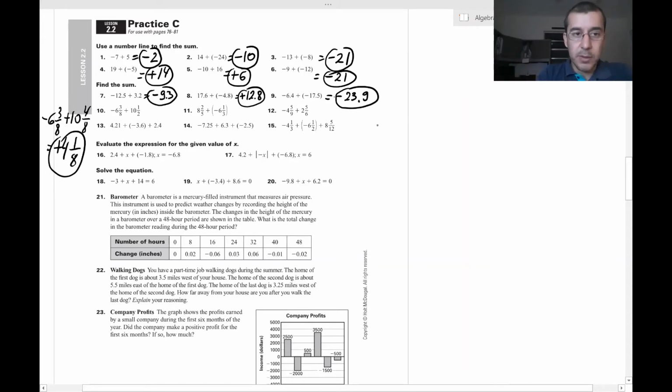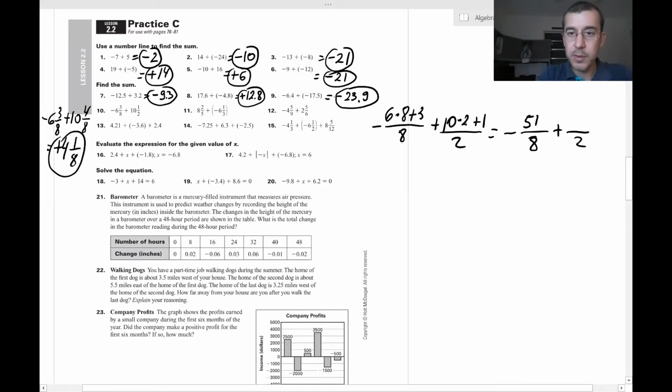Now the other way to do this is you do 6 wholes times 8, the denominator, plus 3, the numerator, plus 10 times 2, the denominator, and then plus the numerator. So this is the same as 6 times 8 is 48, plus 3 is 51, and 10 times 2 is 20, plus 1 is 21.